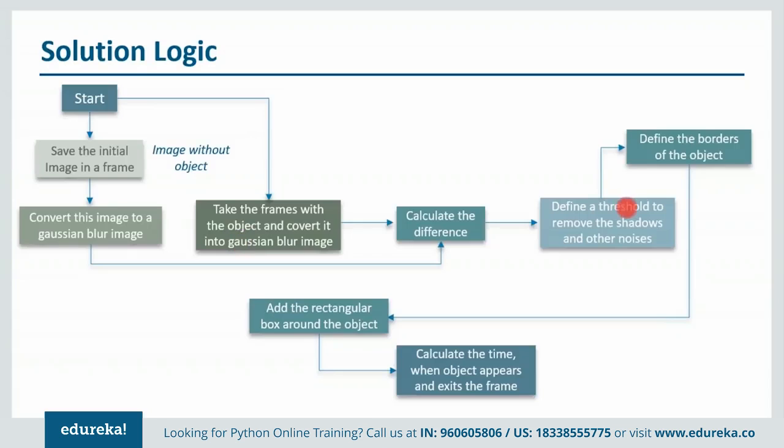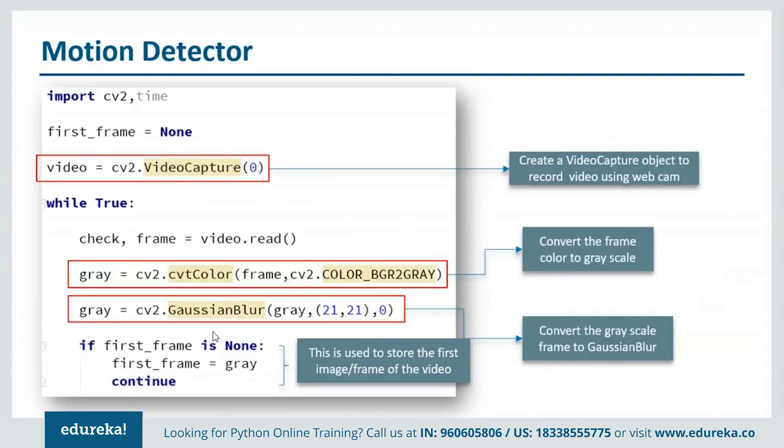For that, we define a threshold that will remove the shadows and too small objects or other noises. So basically we will define a threshold for the size of the pixel area that should appear for it to be considered as an object, right? I don't want a flying housefly to be considered as an object there. Just an example. Now define the borders of the object. So we need to give a border or a box there, right? Basically a rectangular box around the object. And then we are going to calculate the time when the object appears and exits the frame. Now the question is how I'm going to execute it.